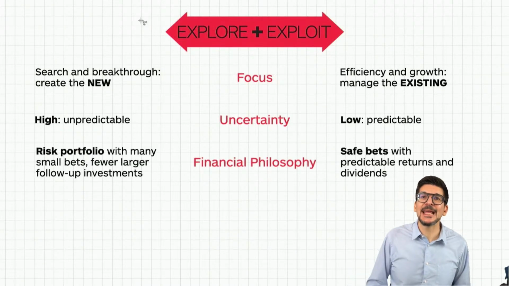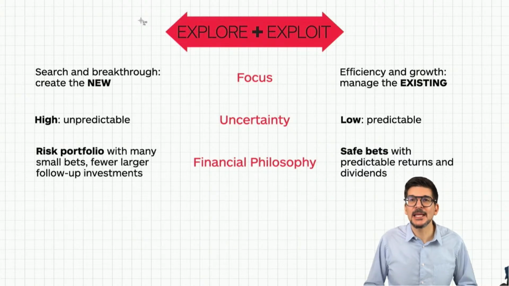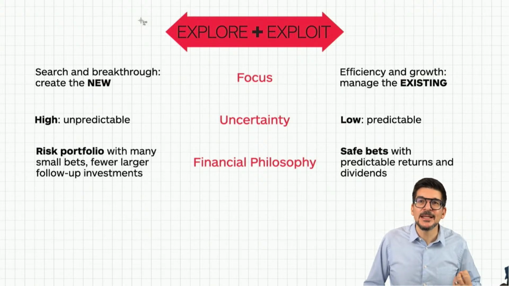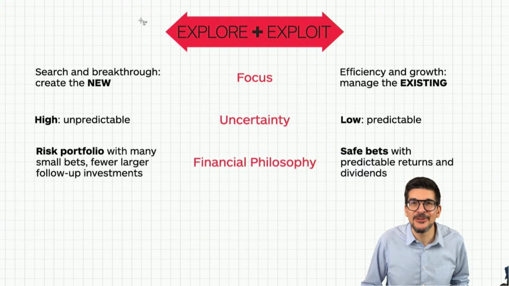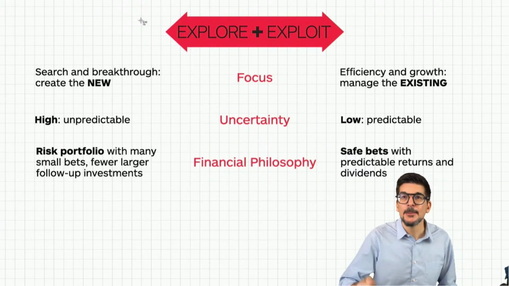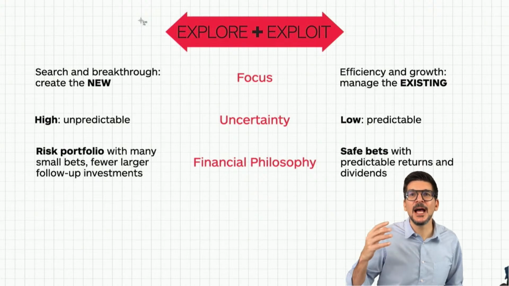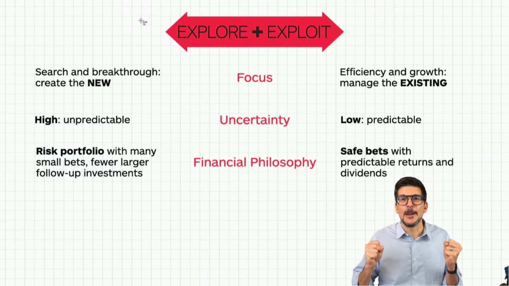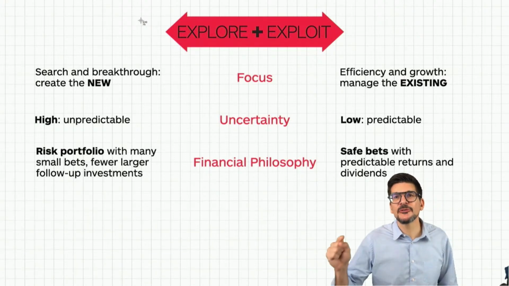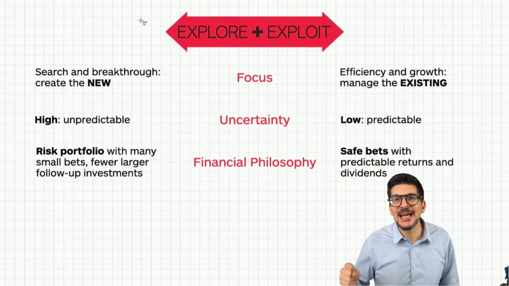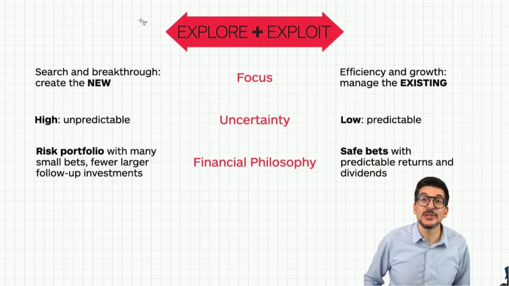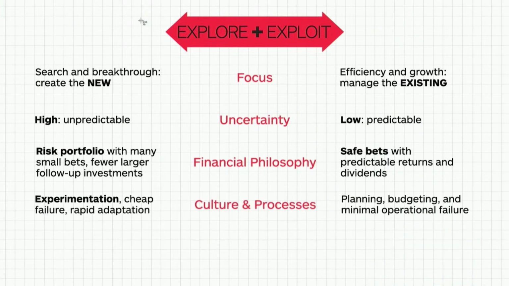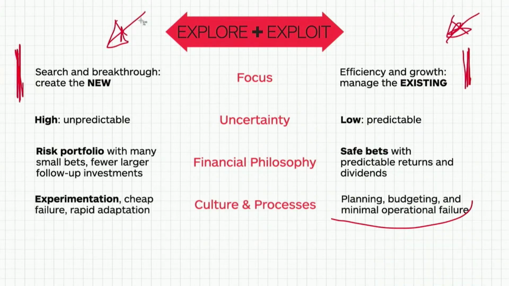If I'm looking at the financial philosophy, on the right-hand side, I can make a plan. It's a safe bet. I can pay dividends. On the left-hand side, it's more like venture capital. It's more like Silicon Valley. I invest in 10 ideas, but only one is going to work. That means that 9 ideas are going to fail. And in many countries, in many companies, failure is not a good thing. People fear failure. But in innovation, if you're not failing, you're not going fast enough. You're not innovating. So you need to invest in a different way. And then we get to culture. Over here, we have a planning culture.